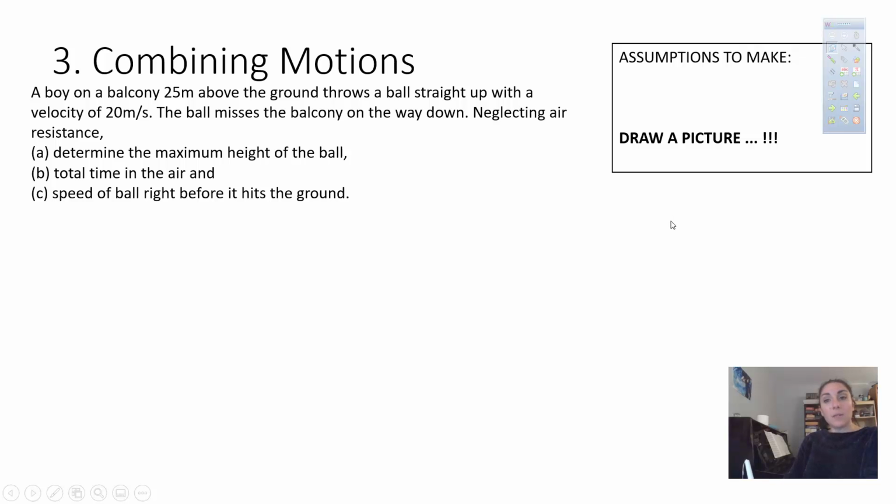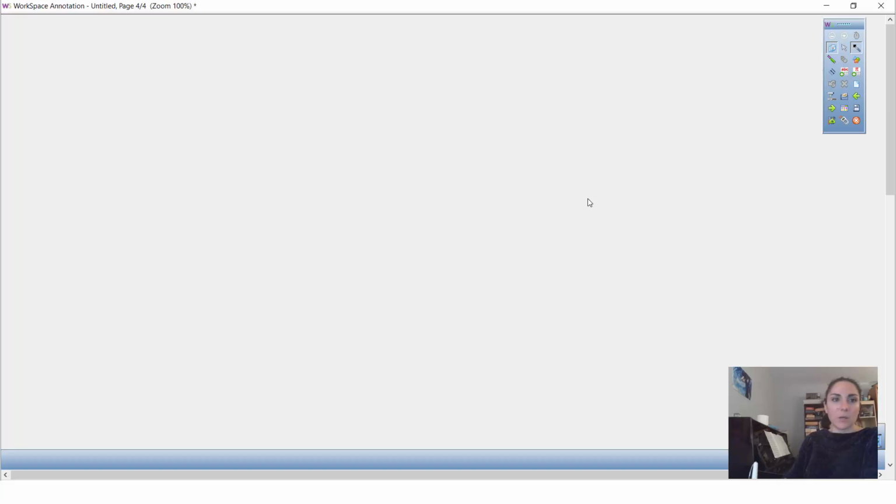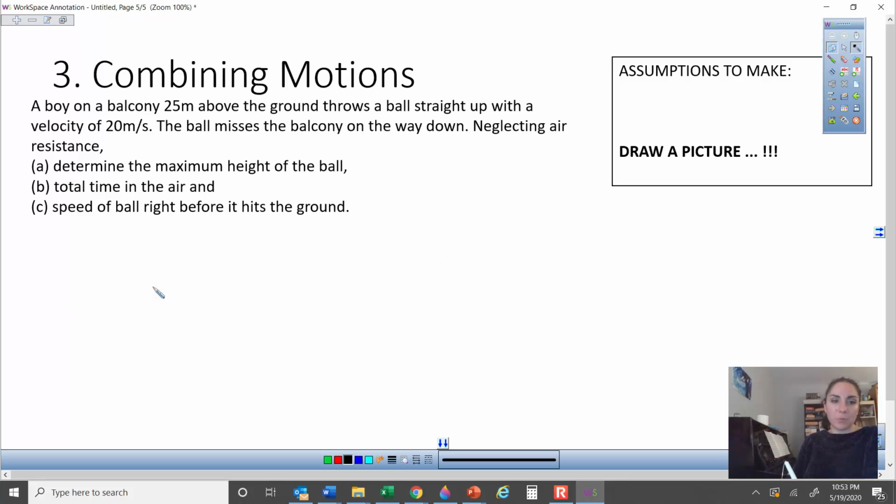Okay, now we're combining motion. Just like that rocket car kind of question, this is a very similar type of question, in that this has multiple motions. So imagine there's a person on a balcony. Let's draw a boy. Let's draw a baseball cap. Okay, here's a boy.